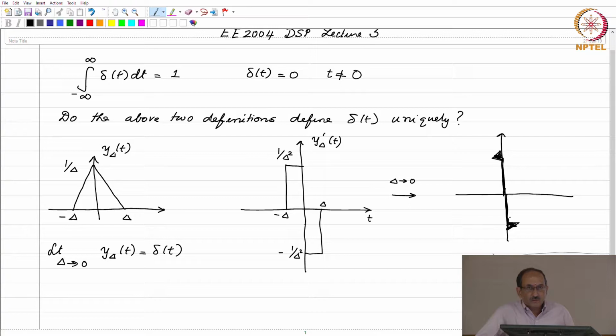This is the function delta dash of t in the limit, and this is what is called the unit doublet, and this is the derivative of the delta function. Again, we are using sequence of functions to suggest a plausibility argument. Since we are comfortable with sequence of functions converging to delta, we are using the same approach here.